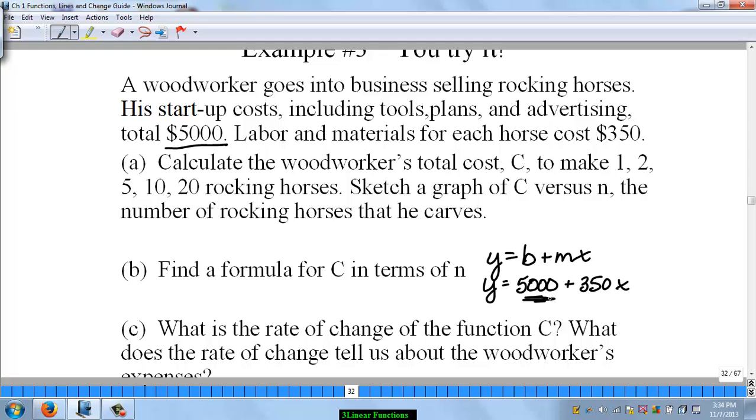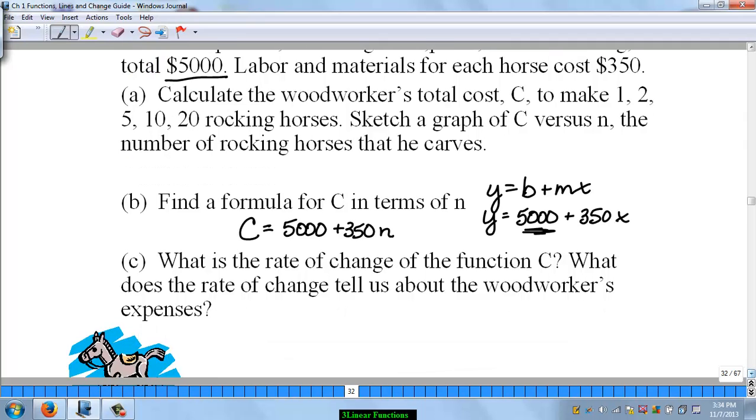But we can't leave it like that. We have to leave it in formula and it's C and N. So the cost is going to equal $5,000 plus 350N. Now, what is the rate of change of the function C? Well, the rate of change, of course, that's changing is the $350 per horse. Notice I'm comparing two different units.